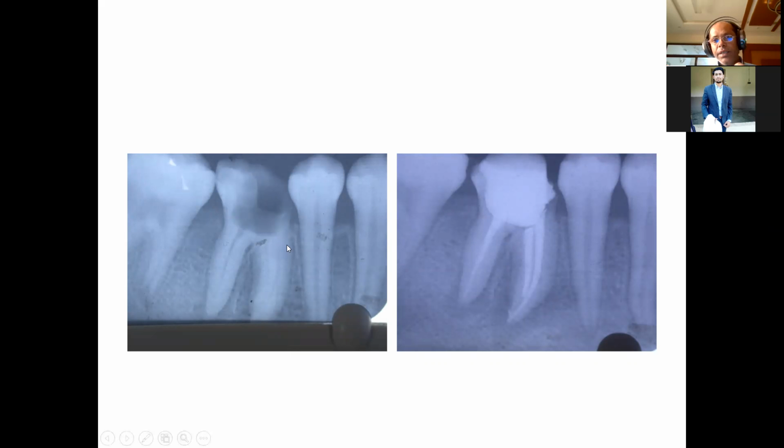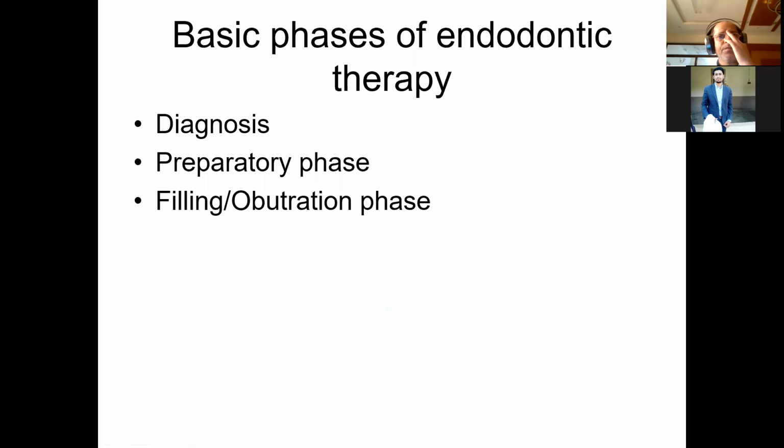Again, the root canal treatment of the seriously damaged tooth with pulpal involvement, with the periapical involvement, and the restoration. You can see root canal treatment and restorations. The basic phases of endodontic therapy start with diagnosis. You have to diagnose. There are different pulpal conditions, the reversible pulpitis, irreversible pulpitis, and the necrotic pulp as we discussed.